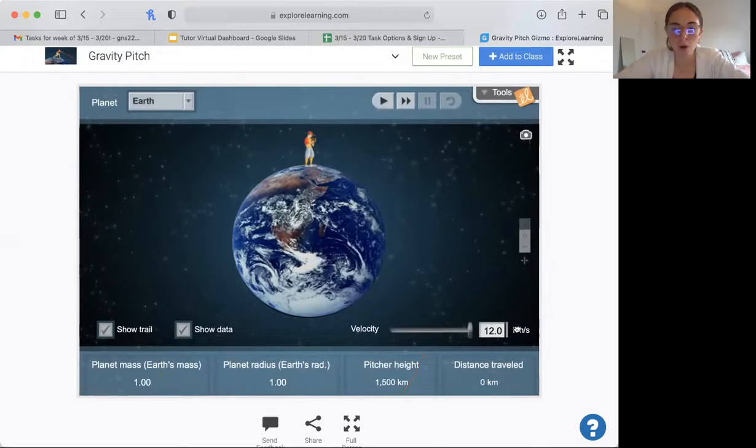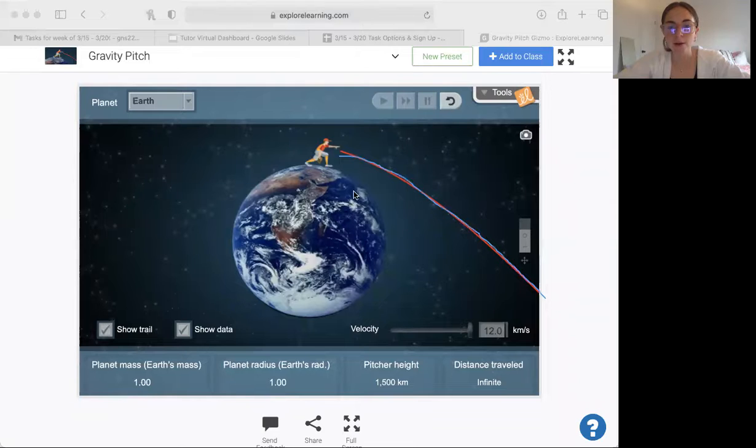So what happens if we go all the way up to 12, which is the most that we can do? So you want to remember the planet's mass is 1, the radius is 1, the pitcher height, he's about 1,500 kilometers tall. Obviously very unrealistic. Nobody is this tall. He's like a quarter of the whole planet height, but let's see what this velocity will do. You can already see that the arch that is being made is much larger than the previous one. He's coming this way, whereas the one previously was more like this.